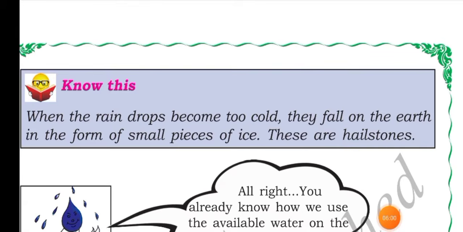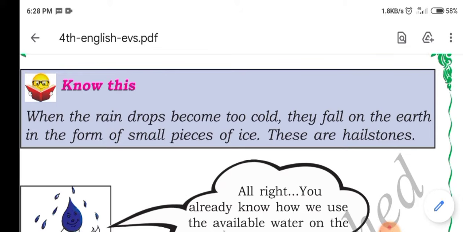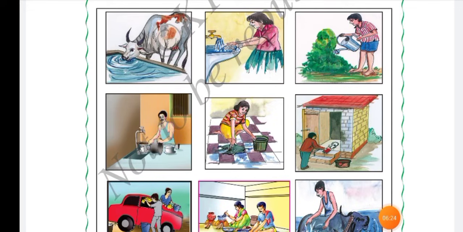Children, when the raindrops become too cold, they fall on the earth in the form of small pieces of ice, that is snow, isn't it? Sometimes there are hailstones, where big stones of ice fall down, so it is called hailstones. Okay, next. For what all purposes is water used?